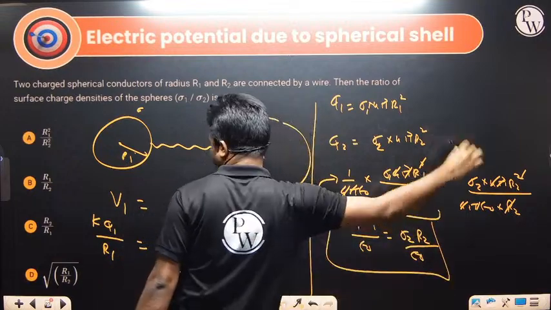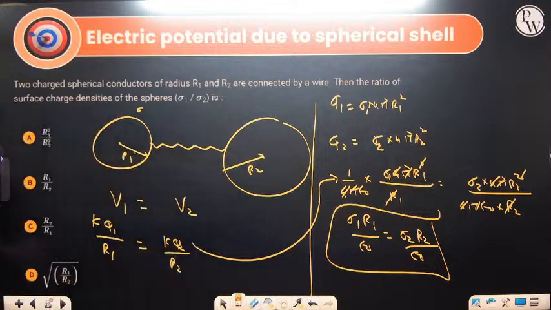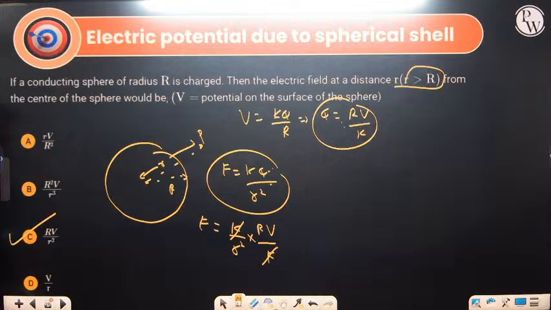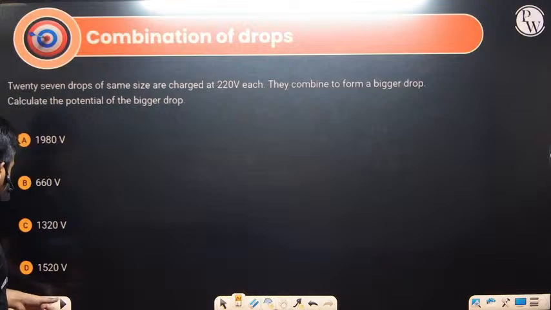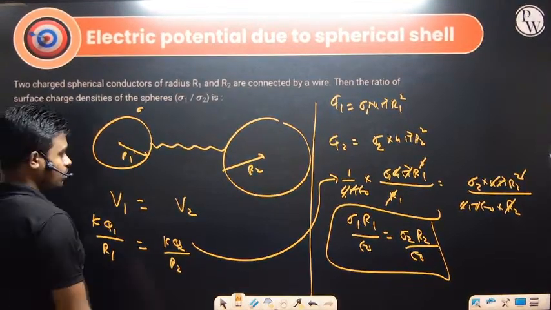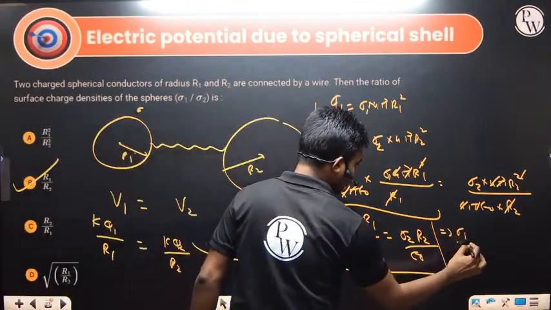Both have the same potential. So the answer is which option? Sigma 1 by sigma 2 is R2 by R1. Clear? So this will be calculated from here, sigma 1 by sigma 2.